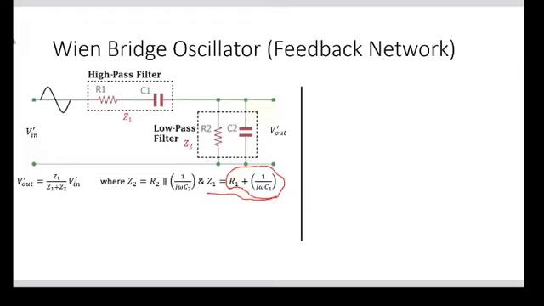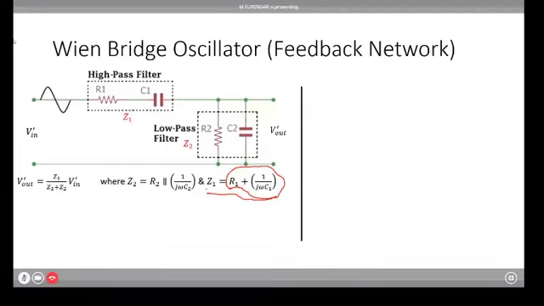Now we are going to find the expression for V output and V input. With this, what is beta? Beta is nothing but V output dash divided by V input prime. So with that, we can easily find the value of beta. Correct?